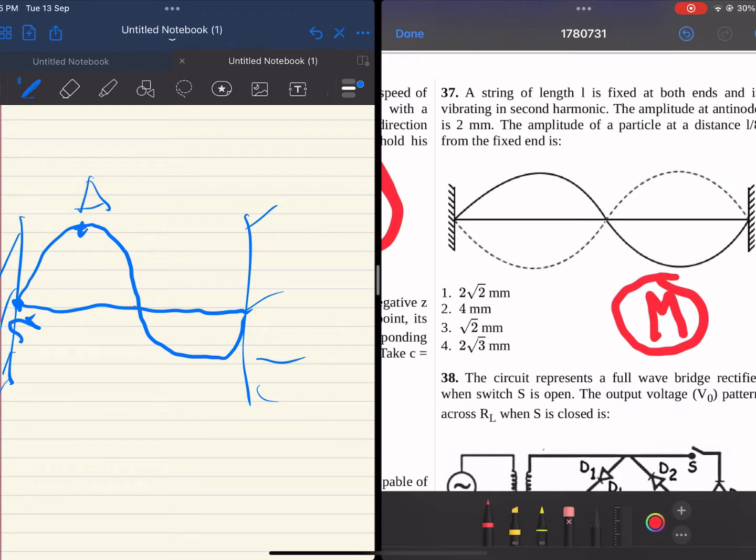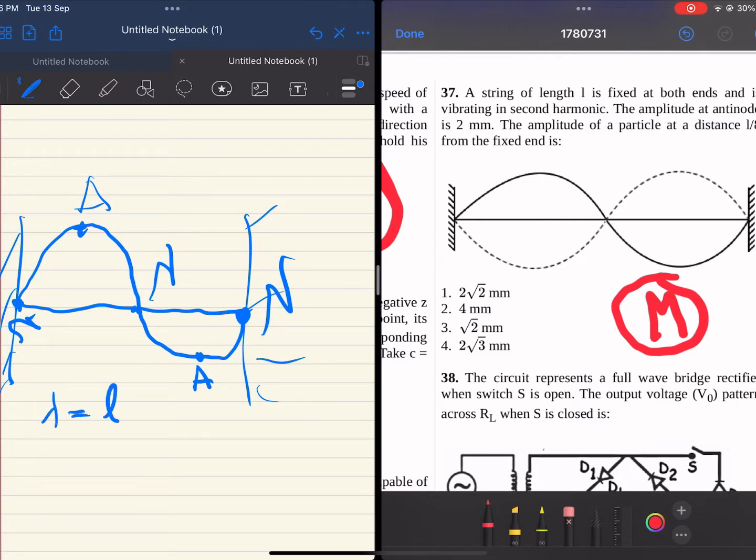Node, not pressure amplitude. Pressure amplitude is maximum at the node. This is the antinode, where the displacement amplitude is maximum, and this is the node again. The distance between the node and antinode is lambda by 4, and the distance between node and node is lambda by 2. Since there are three nodes, the distance between the first node and the third node will be lambda. So lambda is equal to the length of the string.